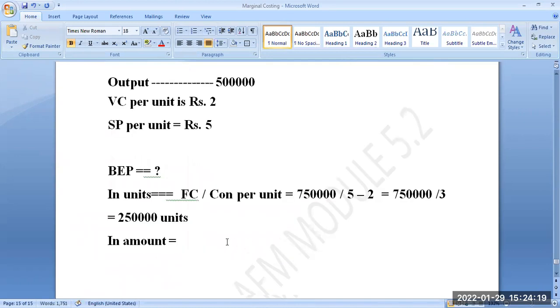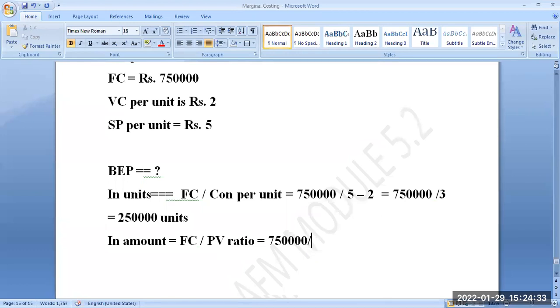In terms of rupees, if you want to calculate, fixed cost divided by PV ratio. So fixed cost, that is 7,50,000, divided by PV ratio. What is PV ratio? PV ratio is nothing but contribution by sales into 100. So 3 by 5. What is the answer for this? 12,50,000.